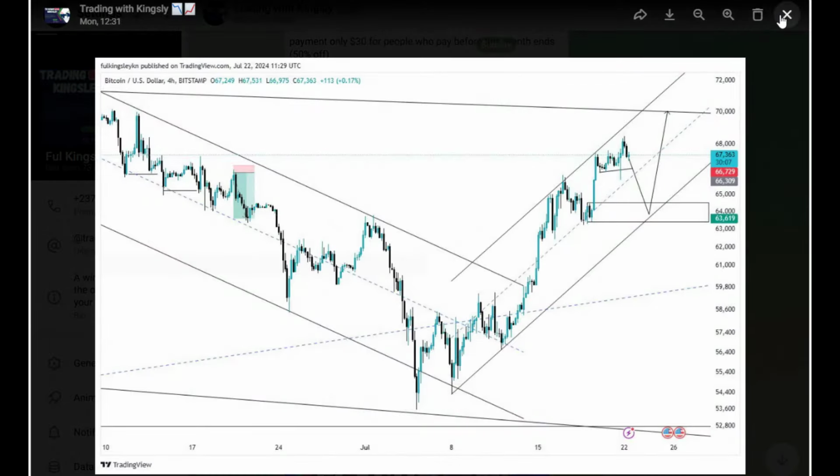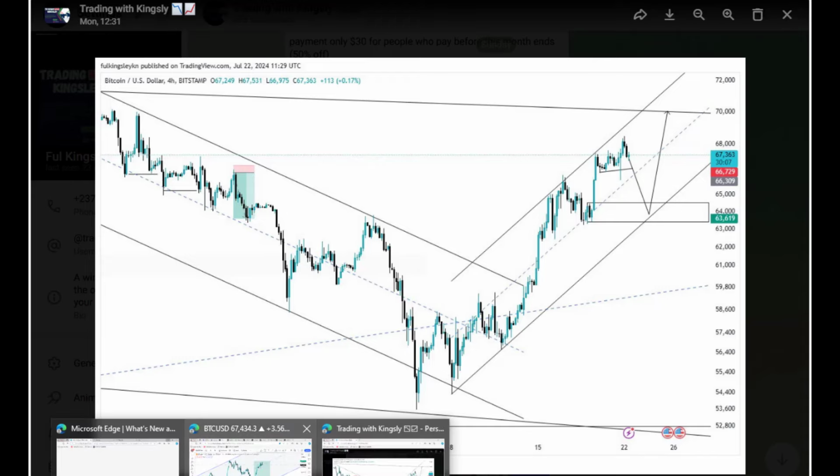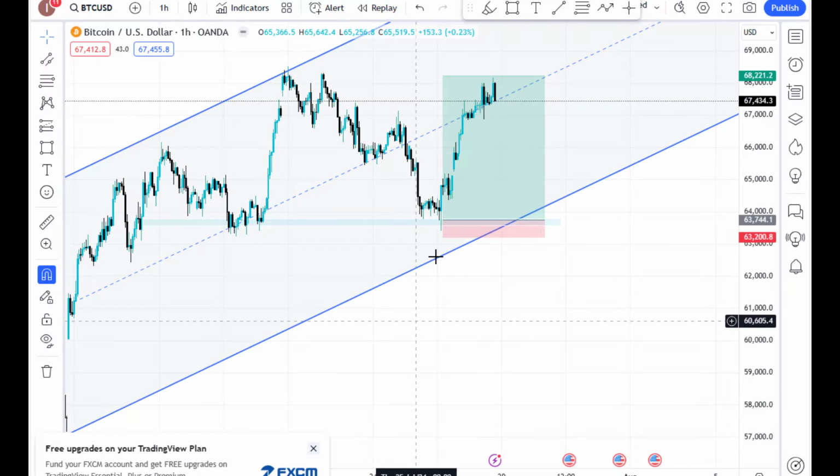So we are going to be forecasting more pairs. We are going to be looking at euro, euro US dollar, GU, even gold.